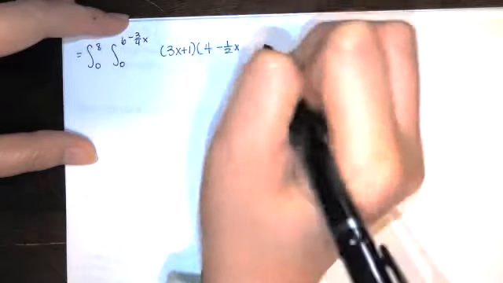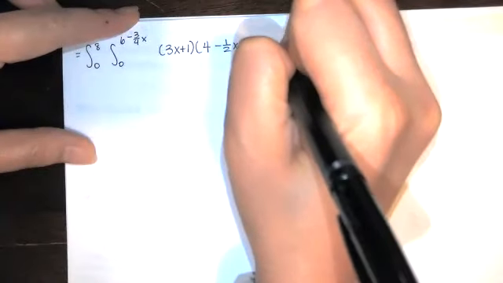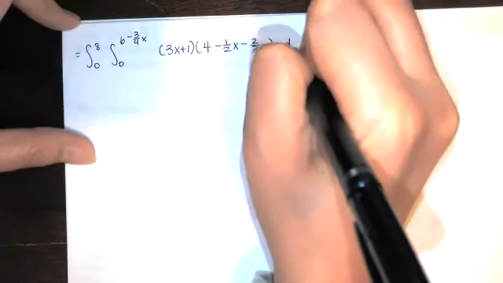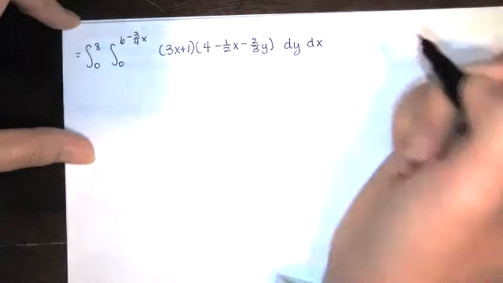So we have the integral from 0 to 8 of the integral from 0 to 6 minus 3/4 of x of 3x plus 1 times 4 minus 1/2 x minus 2/3 of y. We're integrating with respect to y next, and then x.